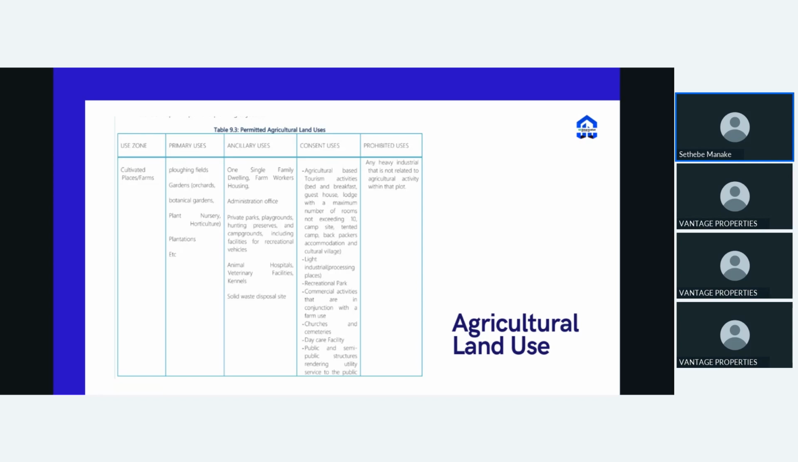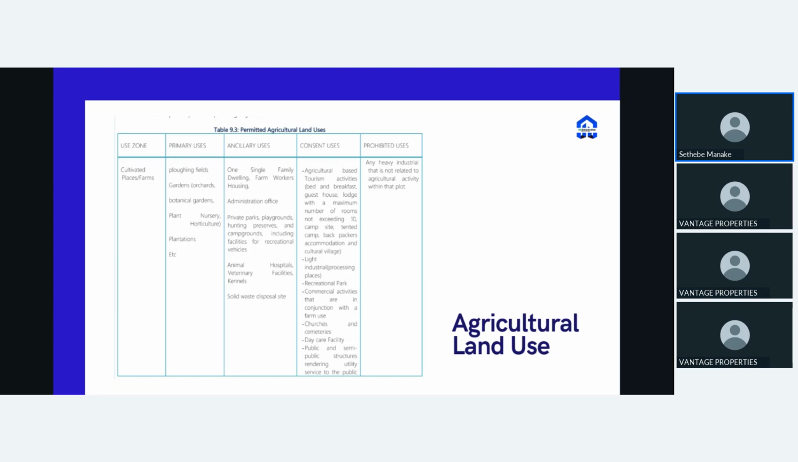Light industrial, these are things you ask for permission for, and this is about light industrial. Remember, you can do them outside. So you are doing packaging, or juice from your produce, or you make tomato sauce from your tomatoes that you have farmed, that you can be allowed for your light industrial plant to process your produce. You can have a recreational park, a breakaway. Commercial activities that are allowed are those that are aligned with your agriculture.